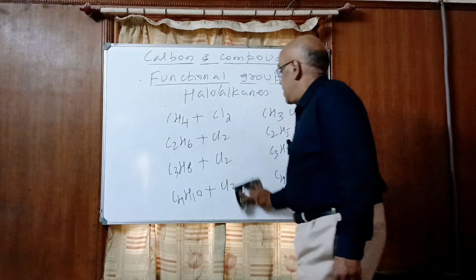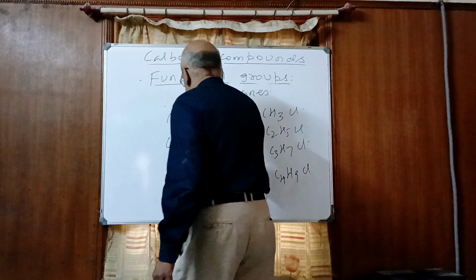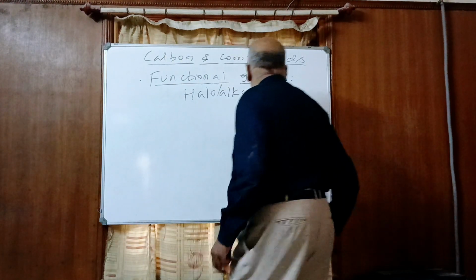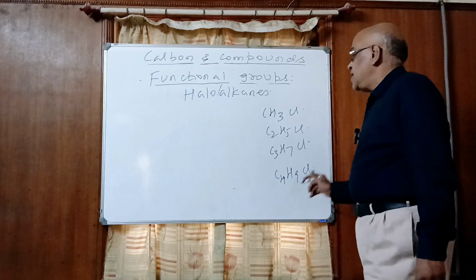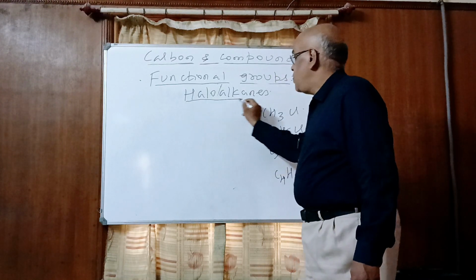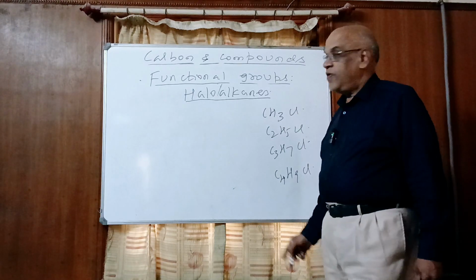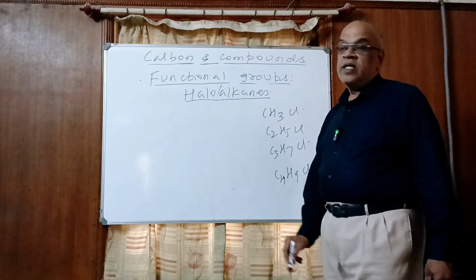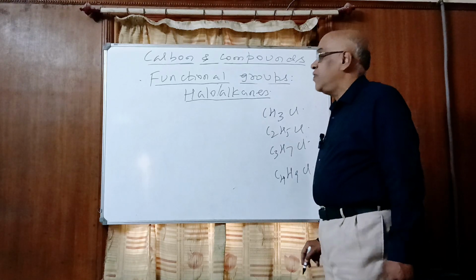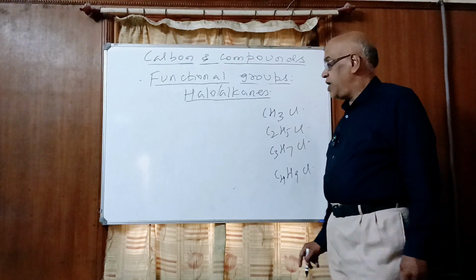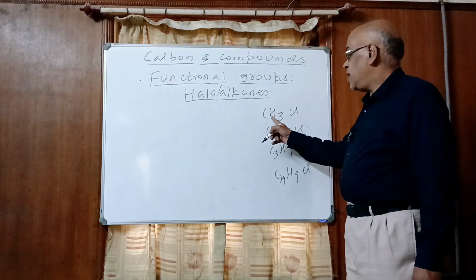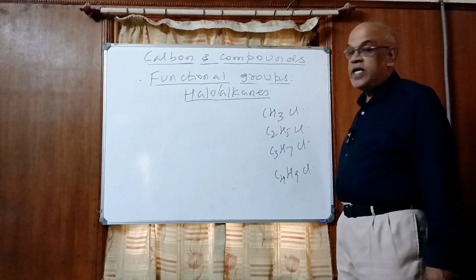Now, analyze this part. What is the name of this compound, CH3Cl? I told the children, at present we follow the IUPAC system of nomenclature. For naming carbon compounds we follow IUPAC rules. What is IUPAC full form? International Union of Pure and Applied Chemistry. What is the parent hydrocarbon here?